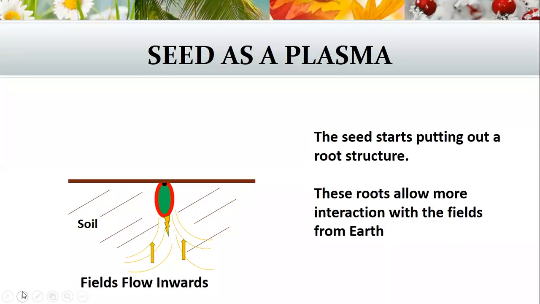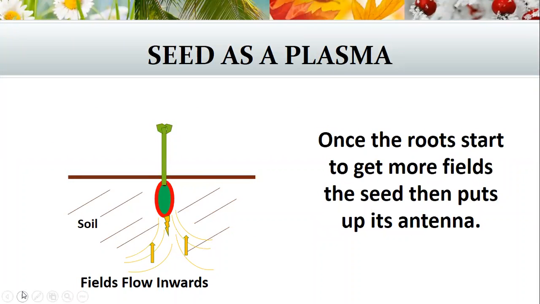So now when we look at that perspective in nature and around us in the universe, and we start applying that same principle to the seed, we see that the seed is essentially a plasma as well. When we put the seed into the ground and we water it, it starts off by putting out a little root structure. And these roots allow more interaction with the fields from the earth. So as we put the seed in the ground, it starts getting those first little roots coming out. Those first little roots start interacting with the fields from the earth. So we have fields flowing inwards into the seed through the tiny little root structures that start off first.